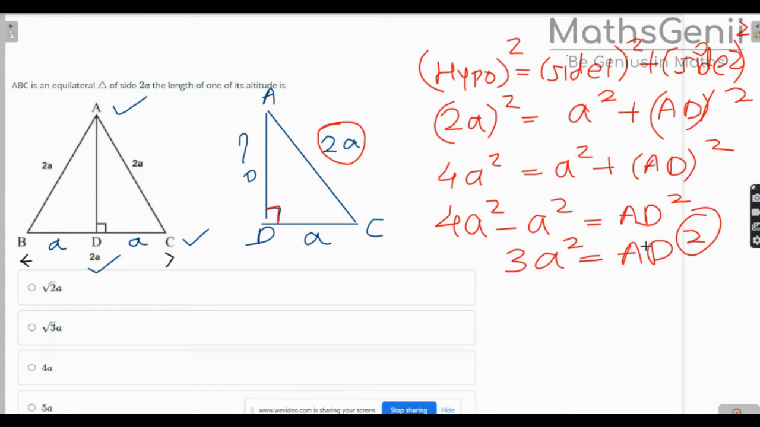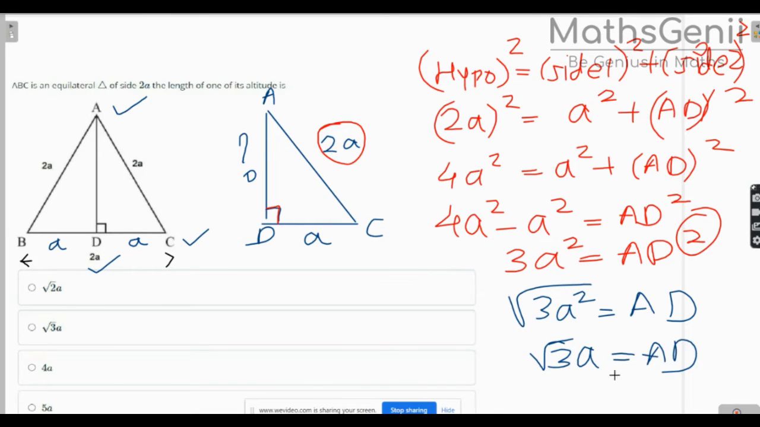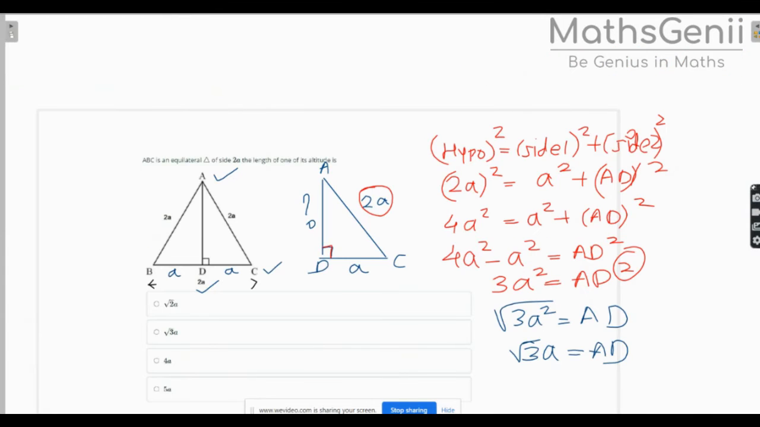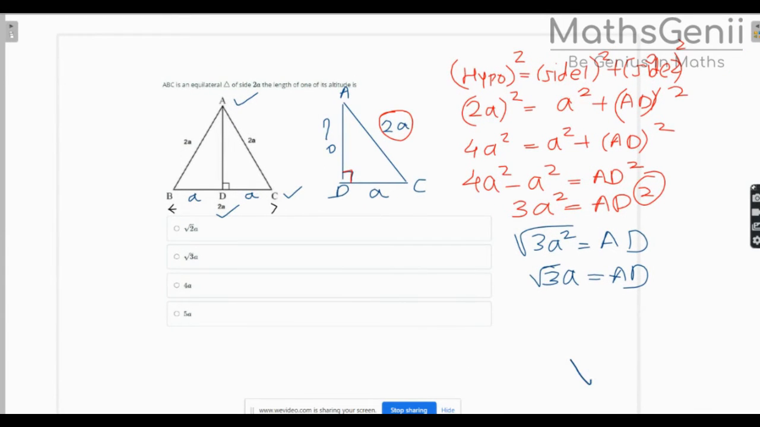I don't want square. I'll remove it. When square goes to this side, it becomes square root. Now root 3, nothing is possible. A square, when it comes out of root, square and square root get cancelled, remains a. So root 3a is the answer. You know this, right? Square and square root get cancelled. So the answer is root 3a. This is again a 2020 question.